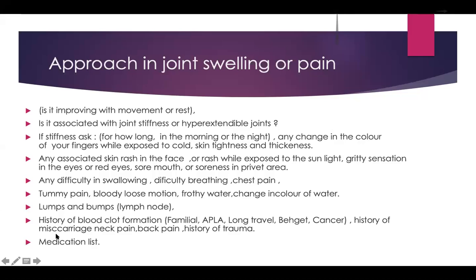If the patient is a female, ask about any history of miscarriage, any back pain, history of trauma, and then ask about the medication list. So these are the things to go through in station 5 whenever you have a joint swelling or joint pain. It could be involving a large joint, it could be involving small joints, depending on the situation.